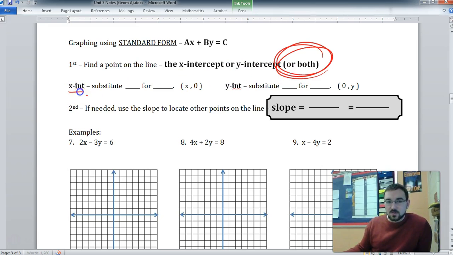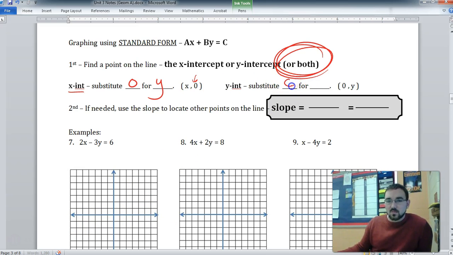X-intercept, it intercepts the x-axis, so that's where it crosses the x-axis. Y-intercept, where it crosses the y-axis, right? So for the x-intercept, to find it, we're going to substitute 0 for y. It's the opposite. Because right here is our 0 for y. That means that it's going to be somewhere across the x-axis, and that's what we want.